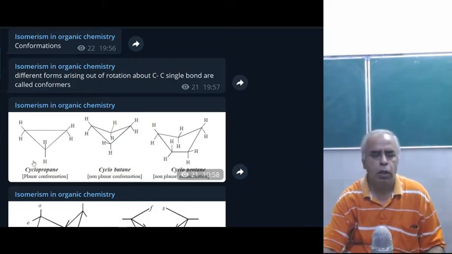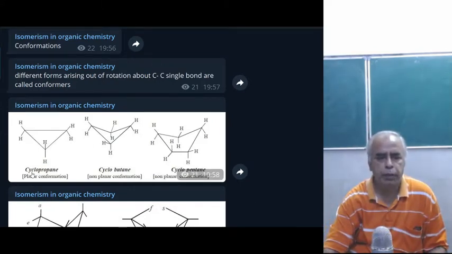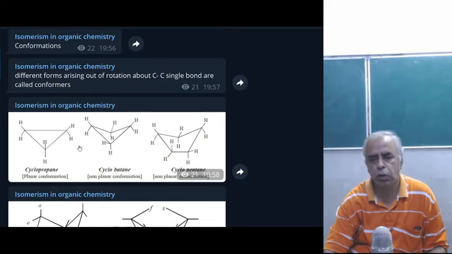Here it is cyclopropane. It is in the planar conformation. And this is cyclobutane, because you have 4 carbon atoms: CH2, CH2, CH2, CH2. This is the non-planar conformation. It is not planar; you can see the V cut, a bend like this, so that is why it's called non-planar.